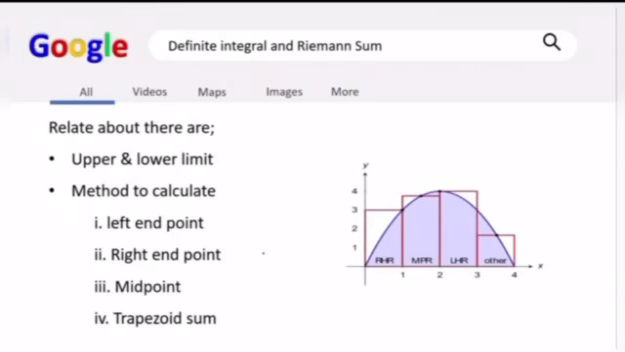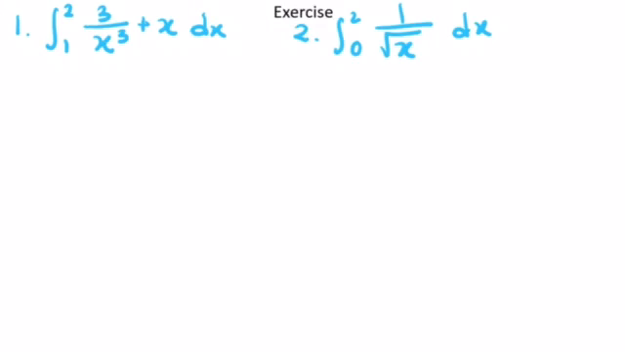Definite integral and Riemann sum. What is related about them? The related things between definite integral and Riemann sum are the upper and lower limit. We have methods to calculate, which are left hand point, right hand point, midpoint, and trapezoid sum. In this graph, we will know them as the right hand rule, midpoint rule, left hand rule, and the other, which is trapezoid sum.